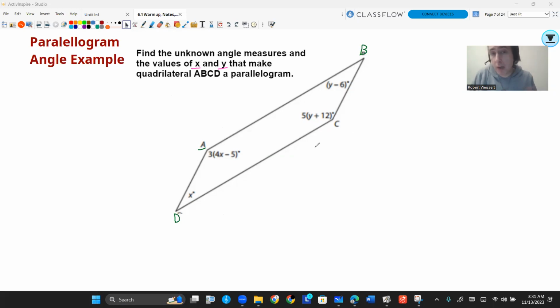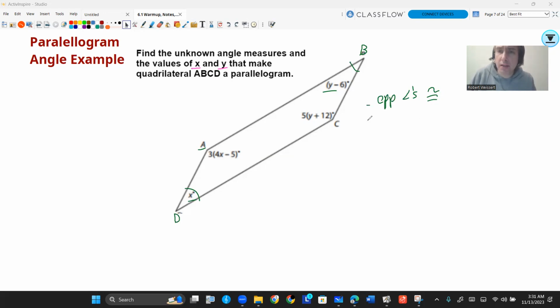For starters, we have to know our properties. We know that opposite angles in a parallelogram are congruent, so they have the same measures. So I know that angle D and angle B have the same measure. But if you look at my letters, my variables are different, so I cannot solve for that. That's not going to help us here.